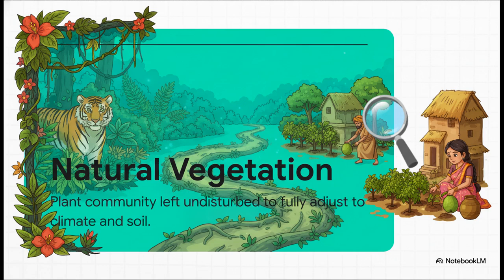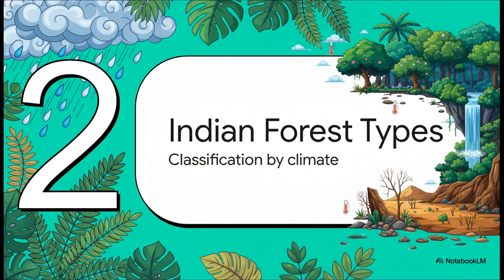It basically grows wild. Think of it this way. If you live in a village and you plant a mango, guava, or coconut orchard, well, that's planted vegetation, right? It's under human supervision. But if that exact same variety of tree is just growing wild out in the forest, that is natural vegetation. Moving on to Section 2, classifying Indian forest types.